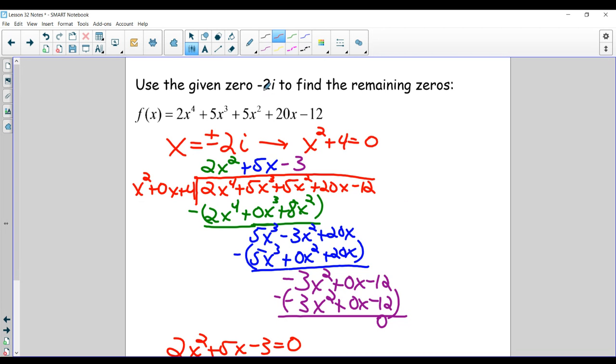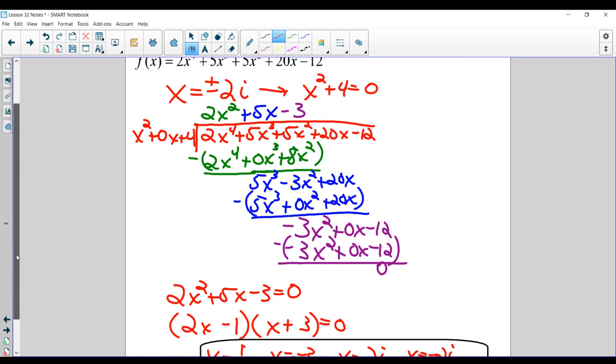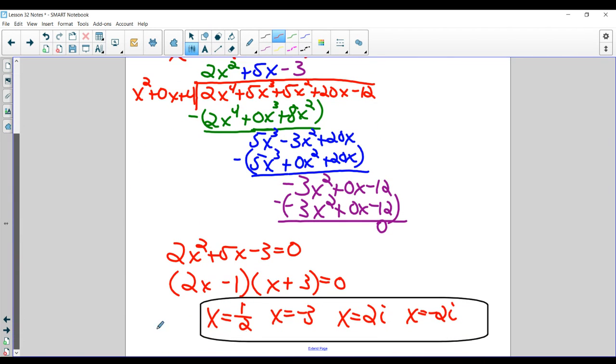So I know I have 2i and negative 2i as two solutions. The other two solutions are going to come from the answer up here. So you're going to take that and either do factoring if it's factorable, which this one is, or quadratic formula to come up with the remaining answers. So I factored this, which would factor to 2x minus 1 times x plus 3. So now I would get 1/2 and negative 3 as the two answers from that. And then don't forget the initial two answers, 2i and negative 2i.